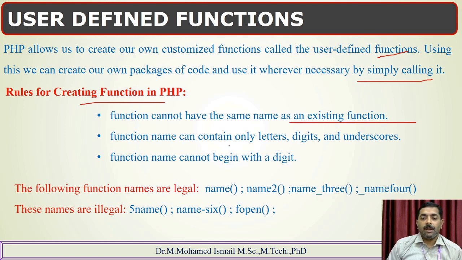A function name can contain only letters, digits and underscores. A function name cannot begin with a digit. So these are the rules we should follow when declaring functions. These are the legal function names and these are the illegal function names.